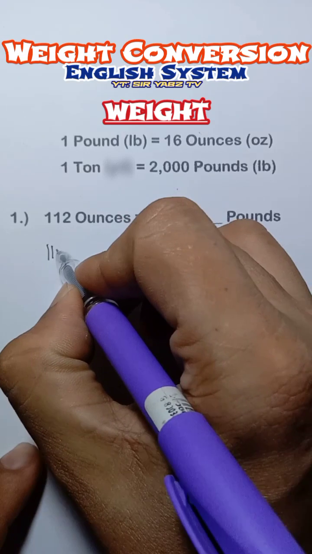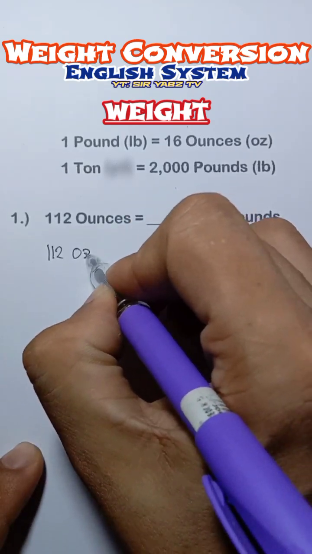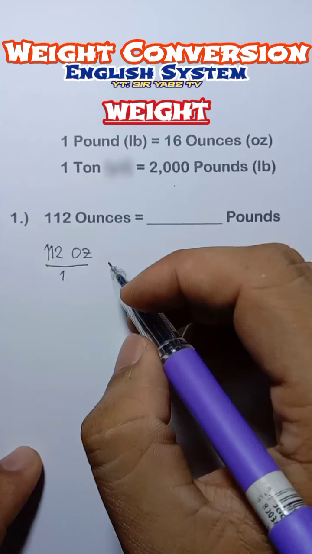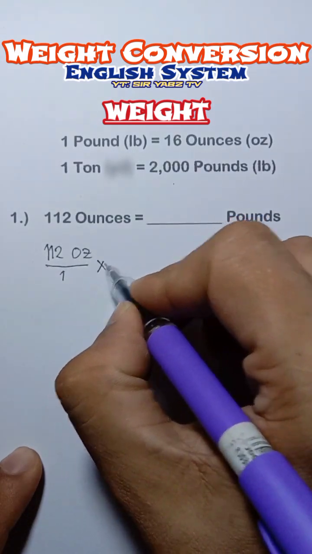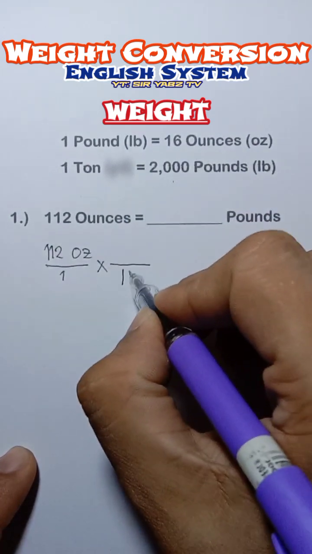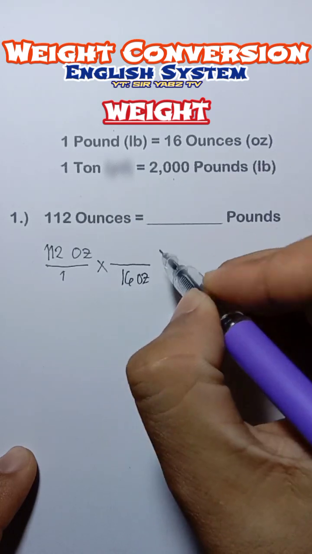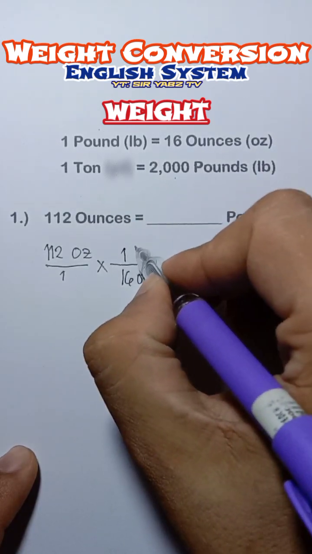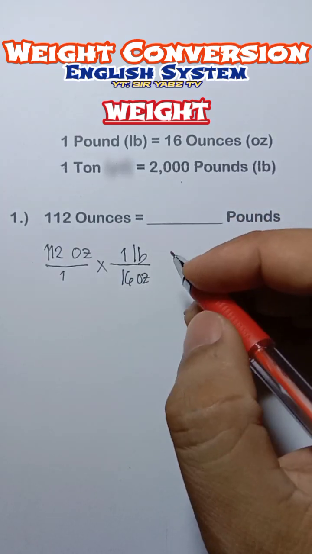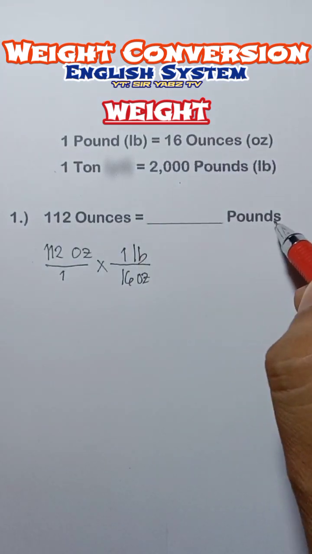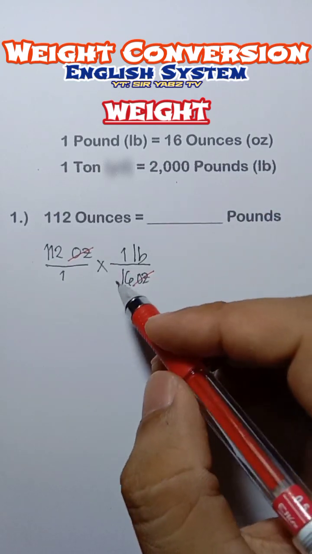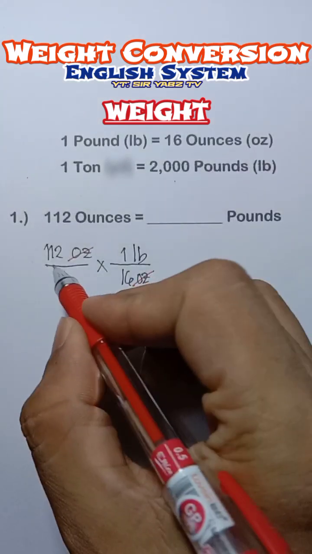Okay, so first, we have to write 112 ounces over 1 times, so we need a factor that having denominator ounce. So let's use the equivalence given above. Okay, so 1 pound over 16 ounces, so we need ounce on the denominator so that ounce will be cancelled out. Then our expectation or conversion is going to pounds. So therefore, cancelled out the ounce.